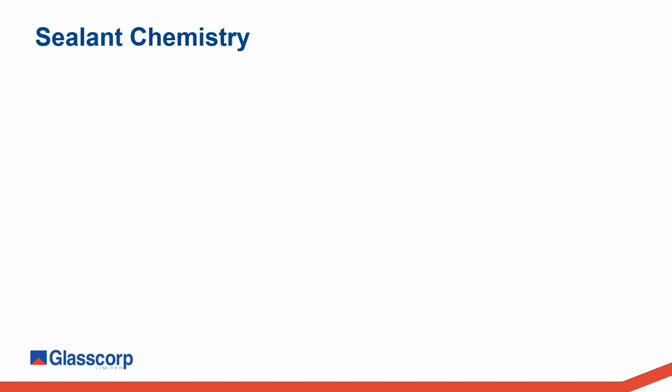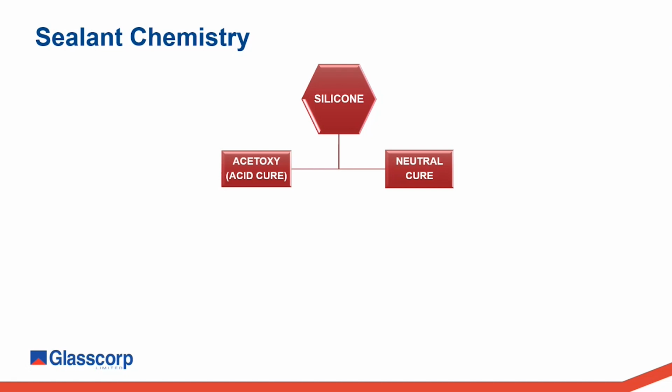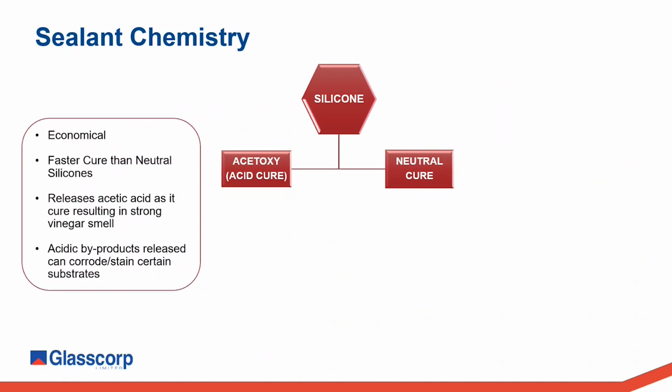Starting off with silicones. When it comes to silicones, we could generally classify them in two different ways. That's acid cure silicones or acetoxy silicones, and neutral cure silicones. Acetoxy silicones release acetic acid when they cure, so they're strongly associated with a distinctive vinegar-like smell when they cure.